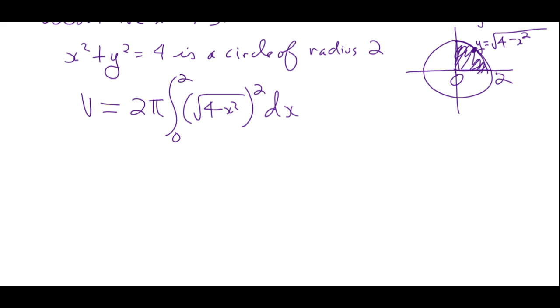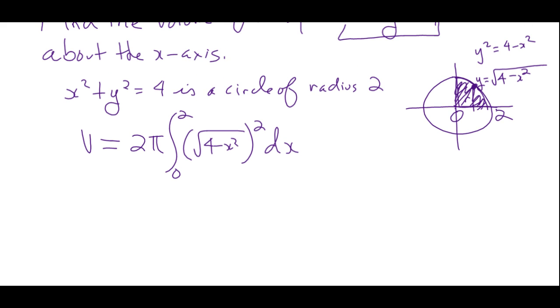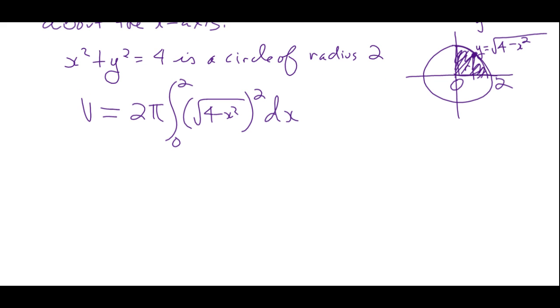Yeah, but what's the y value here? This is 2, but what's this? We need the height. The height is y. What's y? We got to solve this for y, right? So we take x squared plus y squared equals 4, solve for y. Take the square root. Okay, and we're squaring that, so the volume is 2 pi.